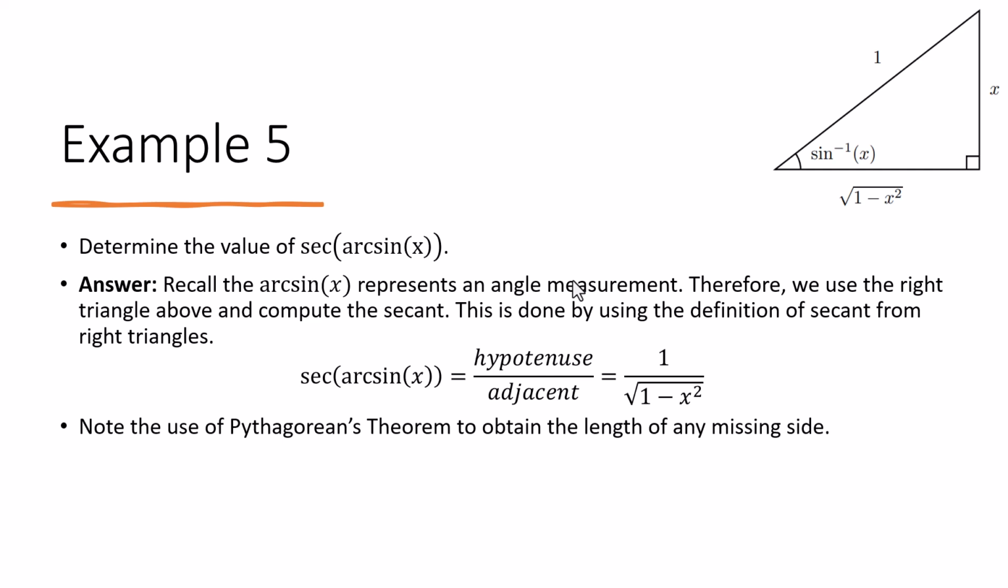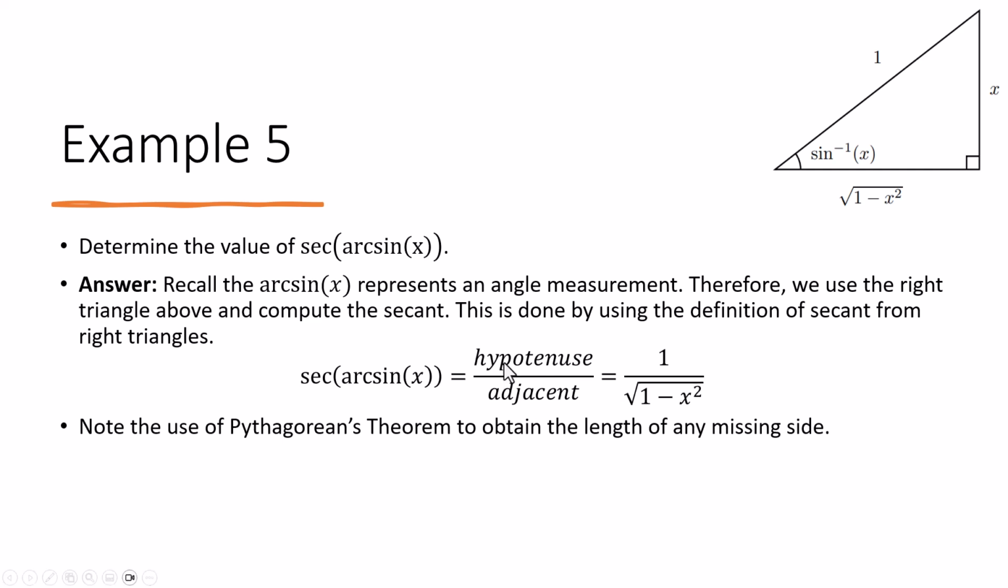For one more example, let's determine the value of the secant of the arcsine of x. Again, remember, the arcsine represents an angle measurement. Therefore, we can use the right triangle above and compute the secant. The definition of secant of any angle is the ratio of the hypotenuse to the adjacent side. Our hypotenuse is 1. Our adjacent side is the square root of 1 minus x squared. We plug those into our ratio, and we have 1 divided by the square root of 1 minus x squared. And again, notice the Pythagorean theorem can help us obtain the length of any missing side.